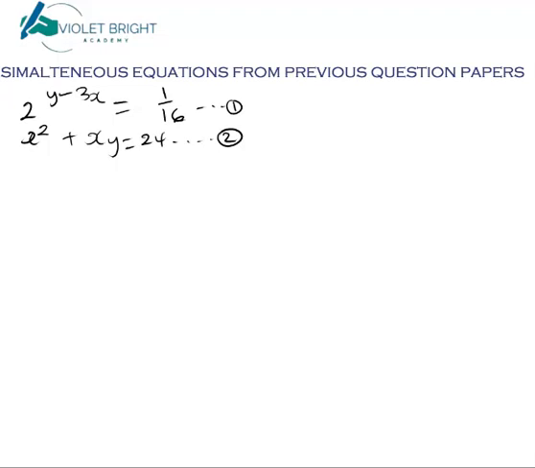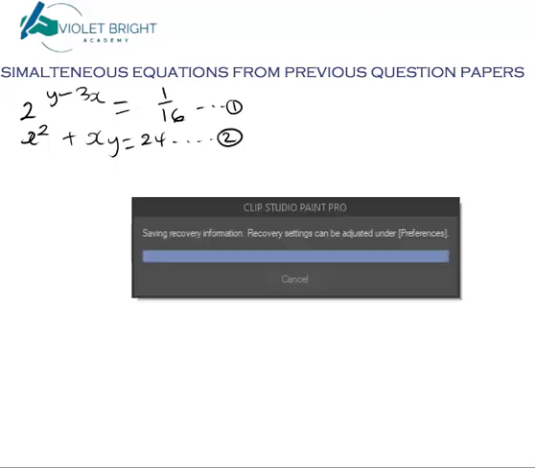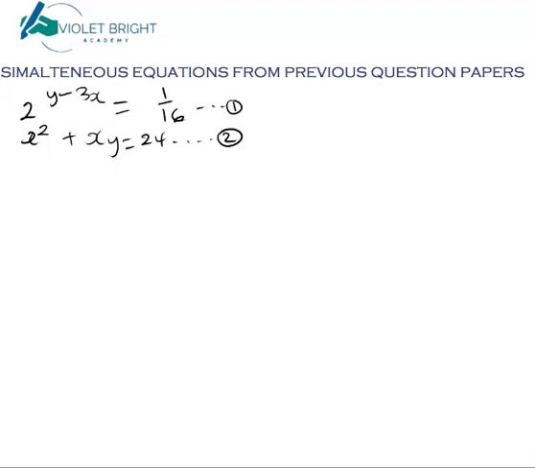So let's proceed. Now on this one we are given 2 to the power y minus 3x equals 1 over 16. This is an exponential equation, and the second one is y squared plus xy equals 24. So now which one to use?